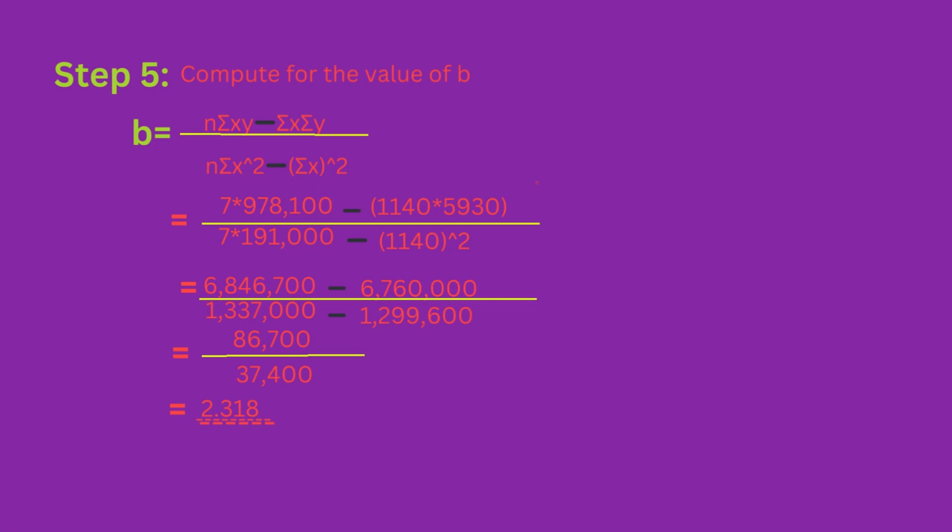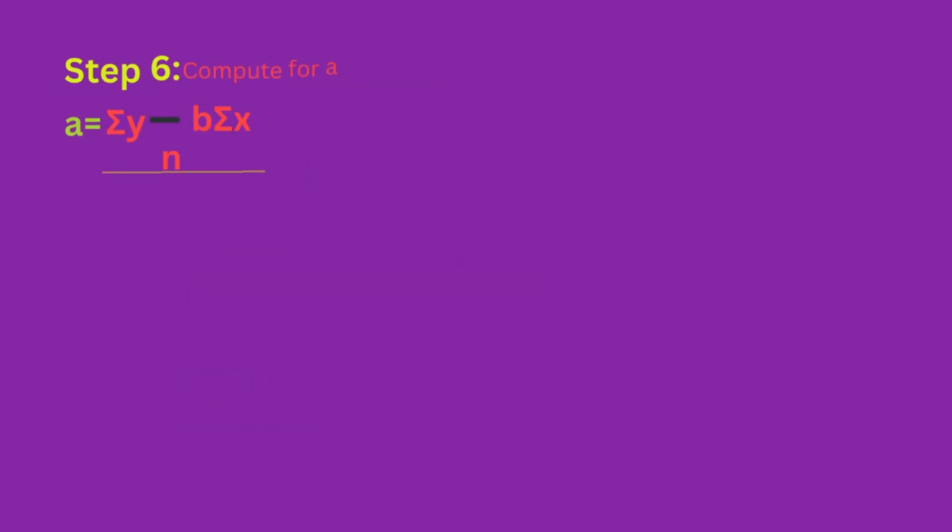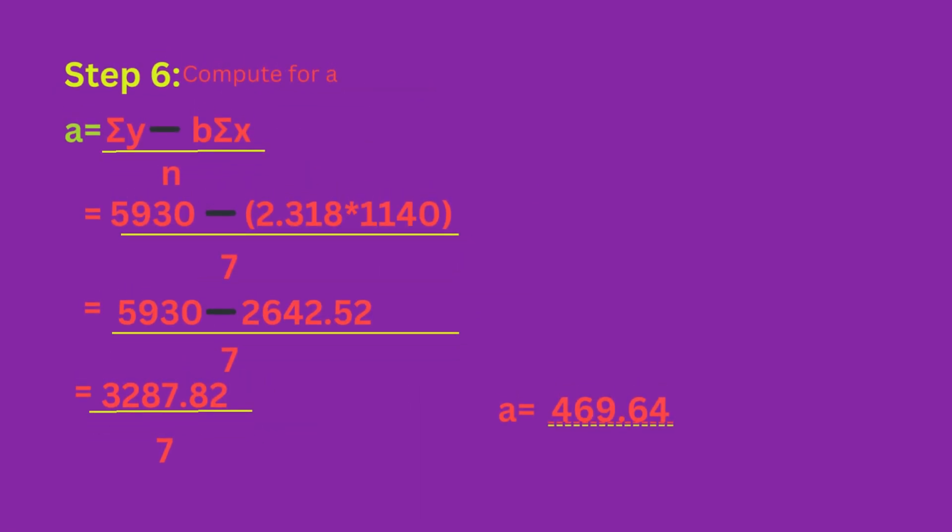1,299,600. So our numerators, after subtracting, the difference in our numerators will be 86,700, and the difference in our denominators will be 37,400. So we divide 86,700 by 37,400, which will give us the value of b, which is 2.318. Now we have the value of b.